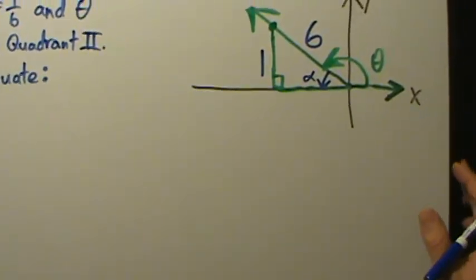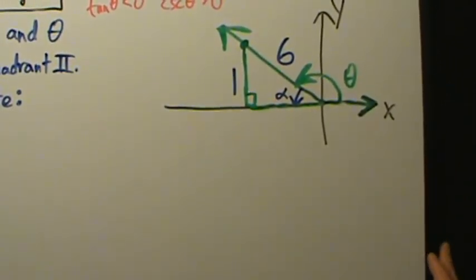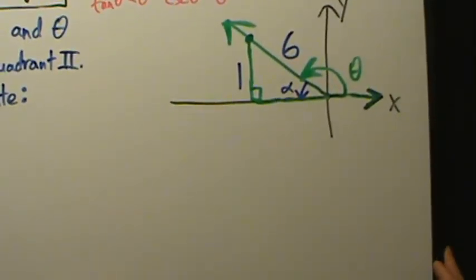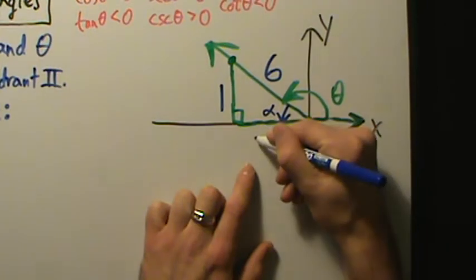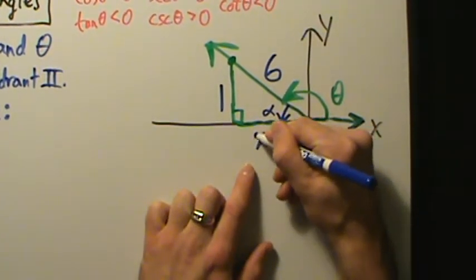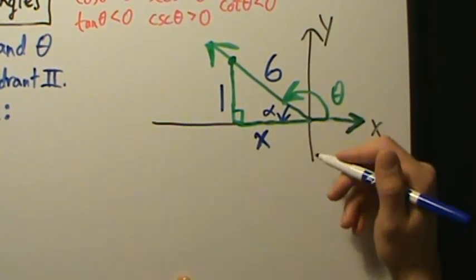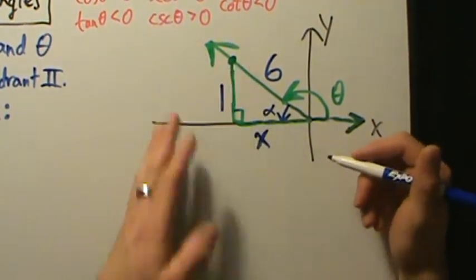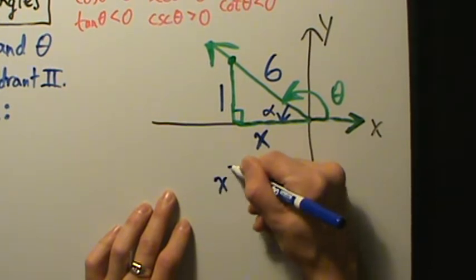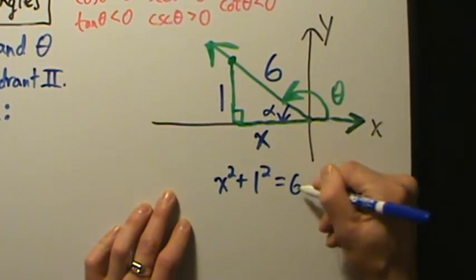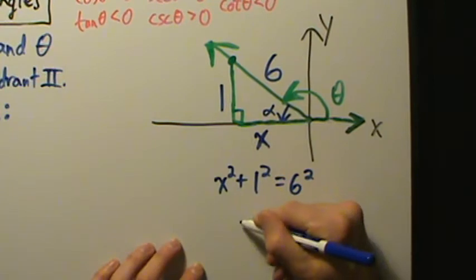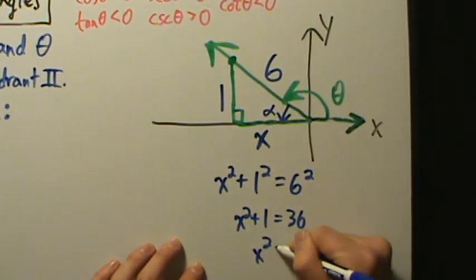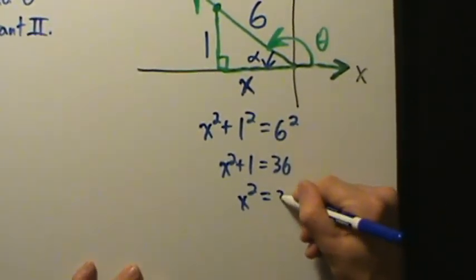Before we continue, we want to get all these trig functions of theta. We can only get a few of them right now, but we have to get the length of this side here. So, x, 1, and 6, how do we get x? Well, this is just a right triangle, so we're just going to use the Pythagorean theorem. x squared plus 1 squared equals 6 squared. x squared plus 1 equals 36. Subtract 1 from both sides, and you get x squared equals 35.